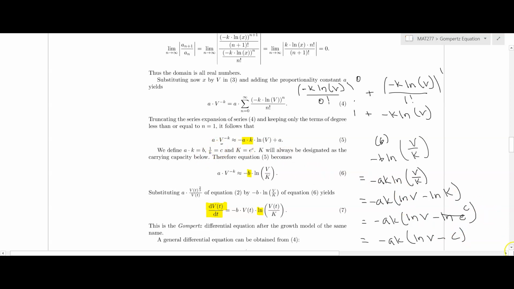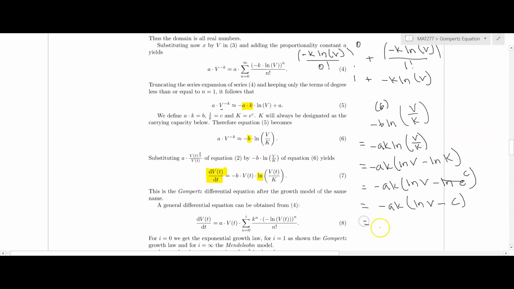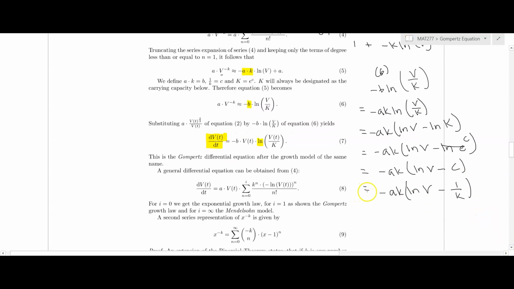And natural log of e is 1, so this gives us negative ak, natural log of v minus c. And then c is equal to 1 over k. So this is equal to negative ak, natural log of v minus 1 over k. And we know that 1 over k is defined to be c. So distributing this out gives us negative ak, natural log of v, and then distributing ak to negative 1 over ak, the k's will cancel out and we'll just get plus a.